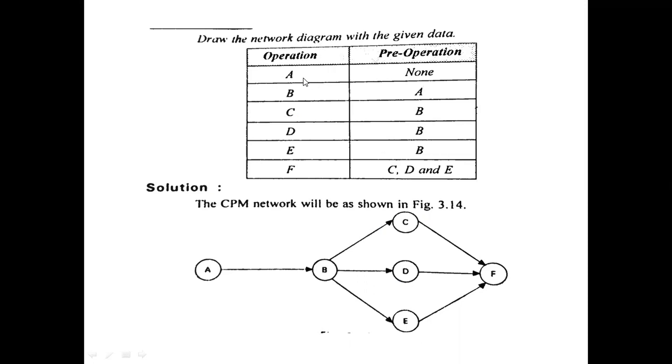So here, in another column, they have given the pre-operation. So for A operation, what is the pre-operation? Here it is none. So there is no pre-operation before this A. And next, for B it is A, for C it is B, for D it is B, for E it is B, and for F it is C, D, E. So based upon this given data, you have to draw the network diagram.